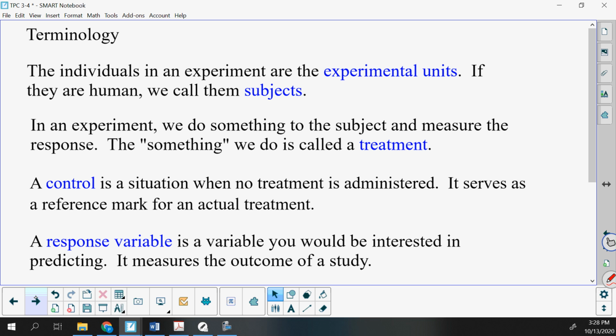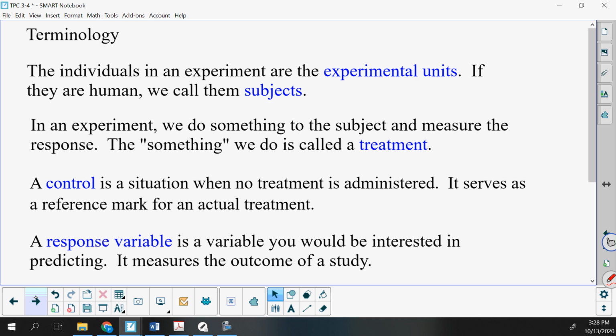Moving to the bottom of 22, the individuals in our experiment are called the experimental units. If they're humans, we tend to call them subjects. If they are objects, we would just call them the experimental units. The thing you do to the people in the experiment or the things in the experiment is called the treatment. You're probably familiar with the control from science. That's a group that you don't do anything to. You do not provide them the treatment so that you can use it as a comparison to the experimental group.